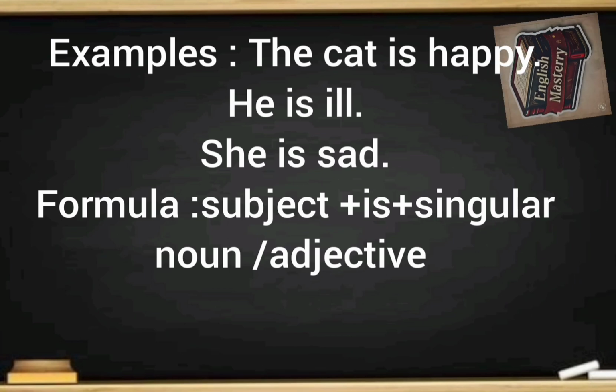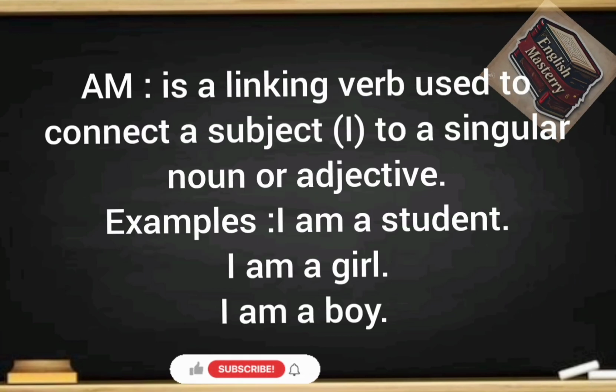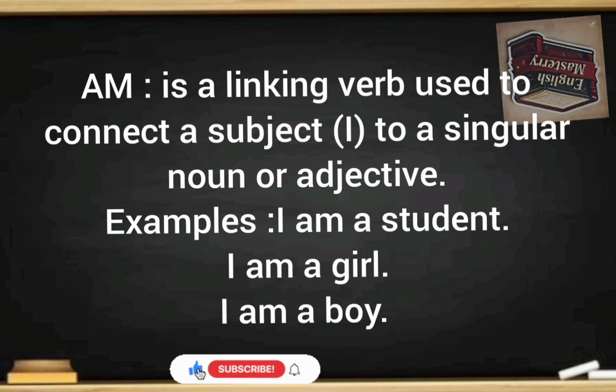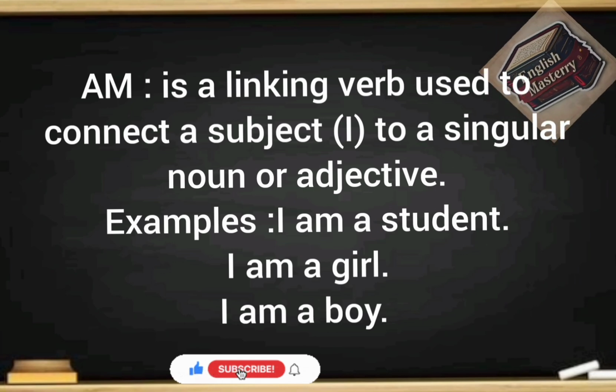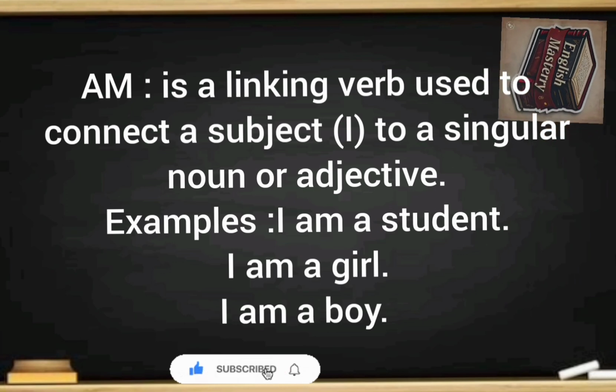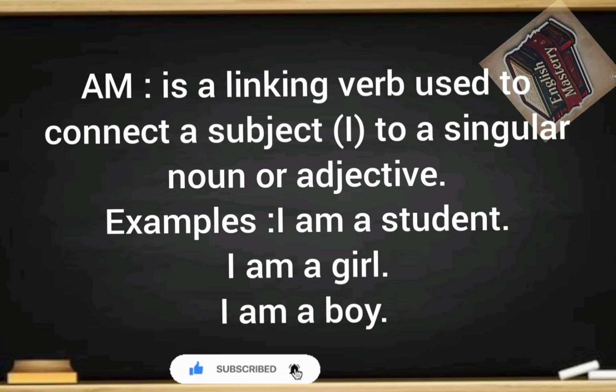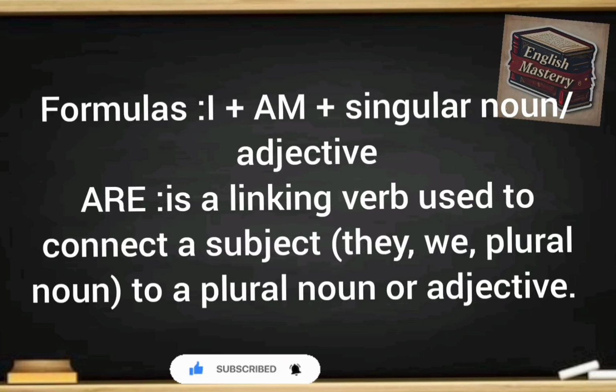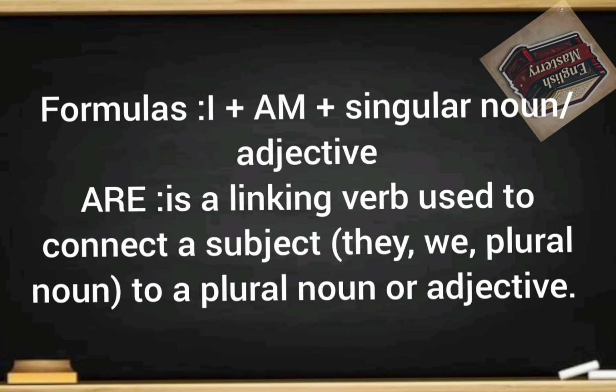Formula: subject plus is plus singular noun or adjective. "Am" is a linking verb used to connect the subject "I" to a singular noun or adjective. Examples: I am a student. I am a girl. I am a boy. Formula: I plus am plus singular noun or adjective.